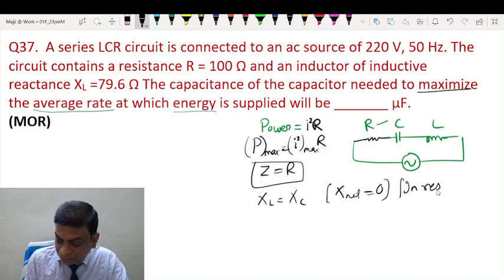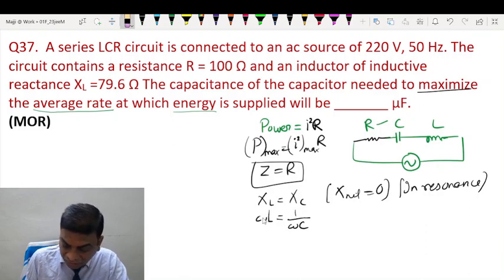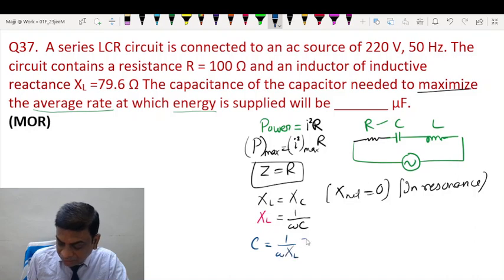Therefore, we have omega L must be equal to 1 by omega C. This is already given. XL is already given, students. So we just have to find the value of C. So C will be equal to 1 upon omega XL. And omega is 2 pi into frequency, because they have given the frequency as 50 hertz. So this is the formula which we'll be using here.